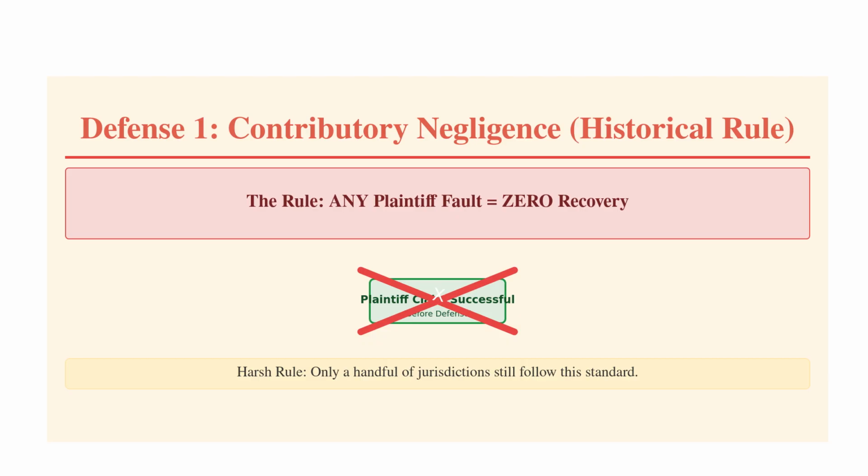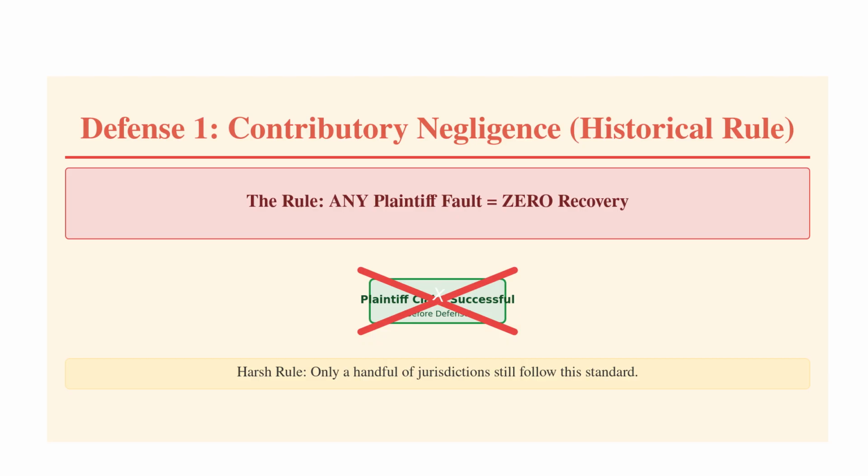Under contributory negligence, if the evidence shows that the plaintiff's own negligence contributed in any measurable way to their injuries, even if that contribution was only 1%, the plaintiff recovers absolutely nothing. The entire claim is barred. This is the ultimate all-or-nothing rule based entirely on the plaintiff's conduct.